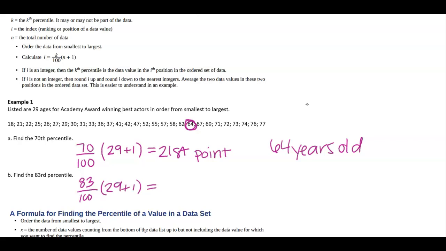So 83 divided by 100 gives me 0.83 times 30. So the 24.9th point, which we're going to say is the 25th point. So counting to the 25th, that is 72 years old.